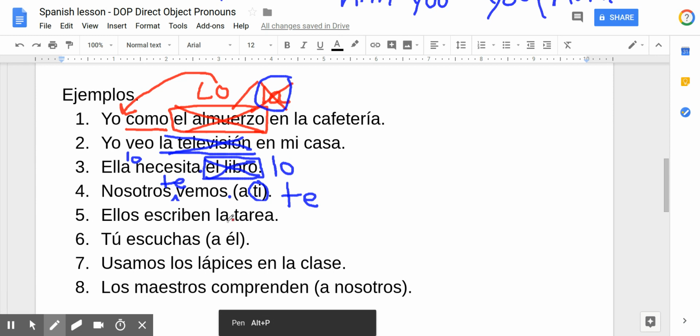Next example, we have ellos escriben la tarea, so they write the homework. What's being written? La tarea, the homework. That's going to change to the word it, and the word it is la, and I'm going to put it right over here in front of my conjugated verb. So my new sentence is going to be ellos la escriben, period.